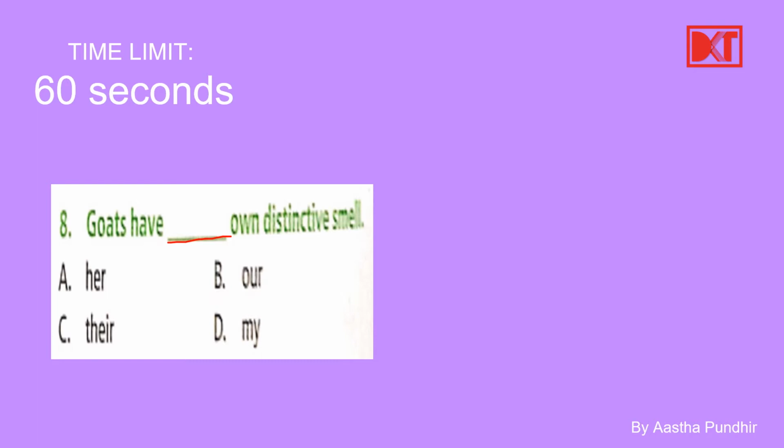Here, which one is the possessive pronoun to be used? Yeah, goats have their own distinctive smell. Alright, so their own. Goats are plural and third person, so goats have their own distinctive smell. Her we use for female third person singular. Our we use for first person plural. My for first person singular. For both we use their.